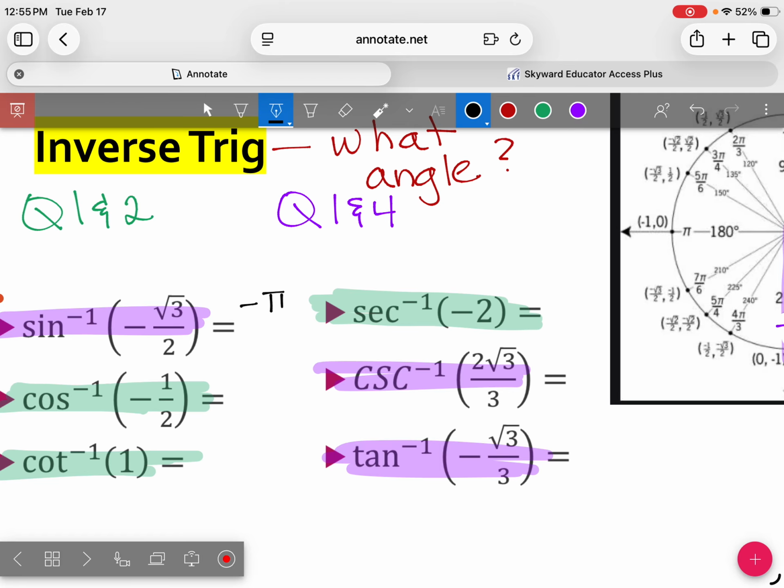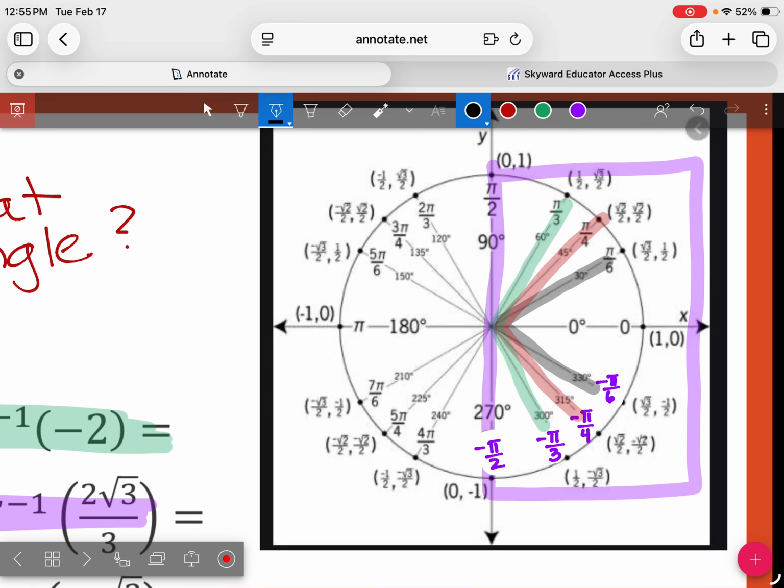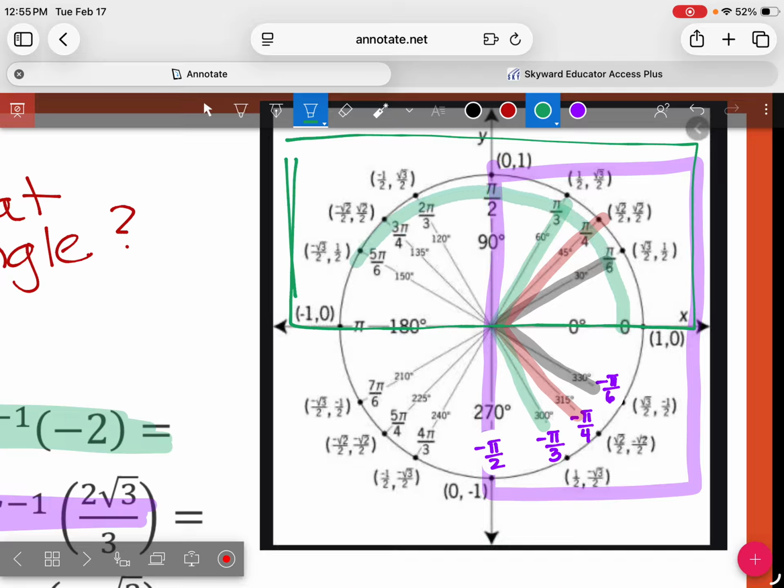All right, the next one is asking you what angle has a cosine of -1/2? Okay. Well, that's the easy one because I'm looking in these two quadrants. This is where I'm looking at. Quadrants 1 and 2. So I can use any of these answers. Any of these angles I can use. I don't have to flip them or anything. Any of the angles you see highlighted in green.